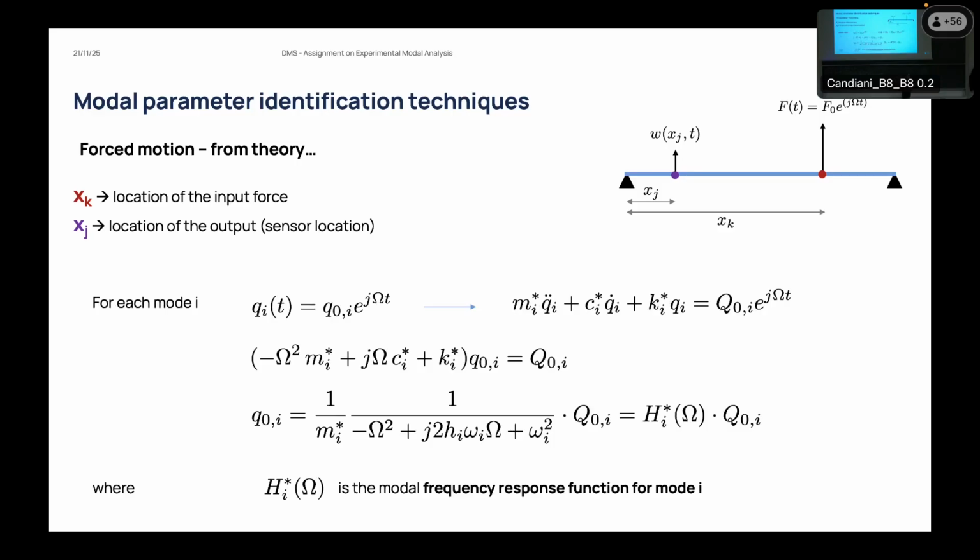At this point, what we wanted to do is to compute the response of the system. So, which is the way we can compute the response of the system? We could start from each equation of motion of the single degree of freedom systems, compute the response in terms of qi, and then go back to the physical quantities. How can we do that?